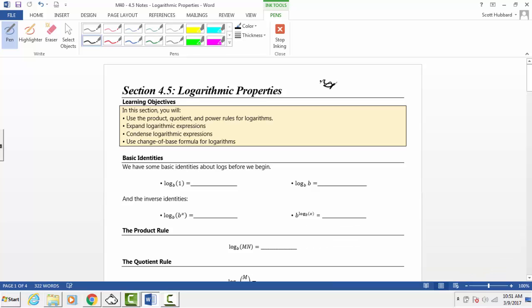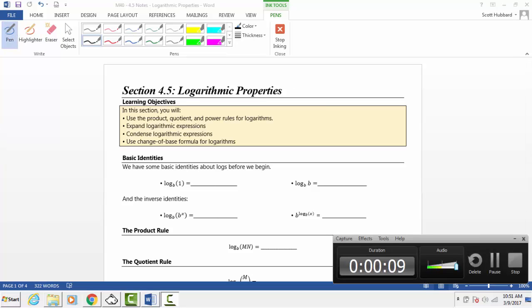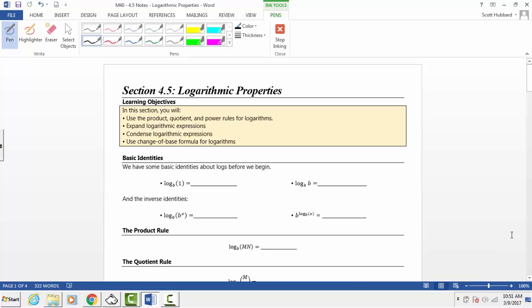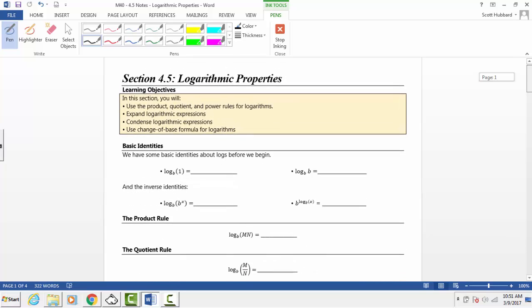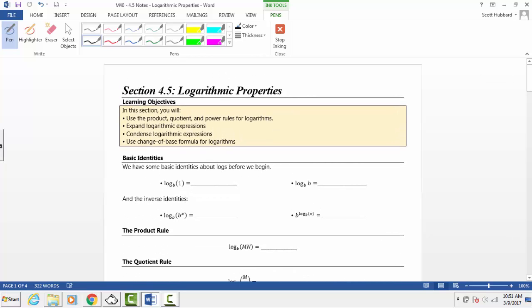Okay, hi class. So we are moving on to 4.5. We're talking about logarithmic properties, and basically in this section we're going to be learning about the algebra and how to deal with using logs, log functions and things like that. And so we want to make sure we could do all that, and let's go ahead and get started.